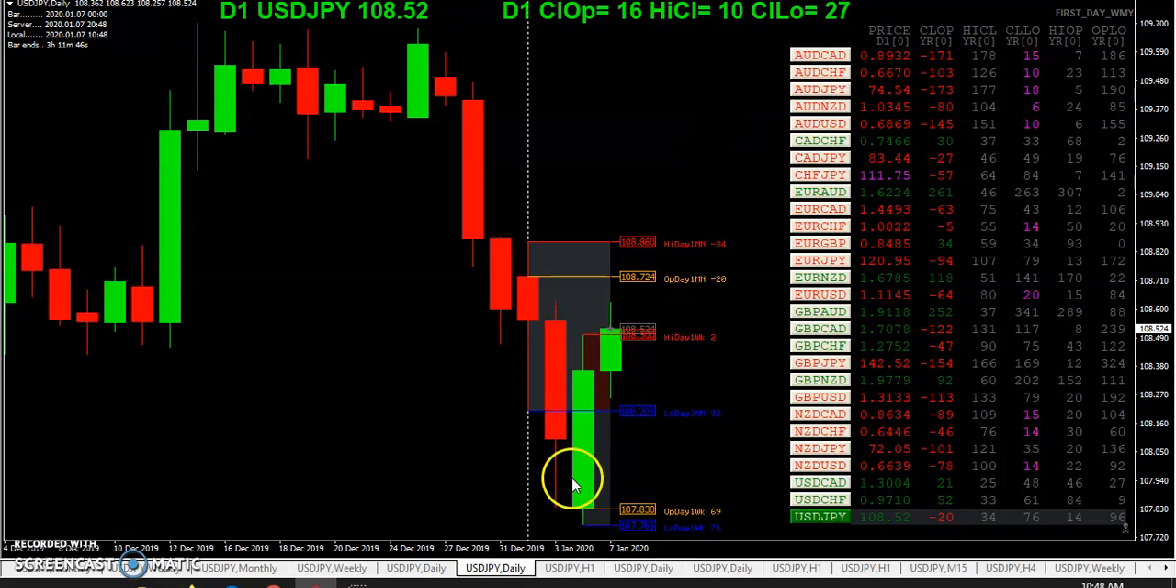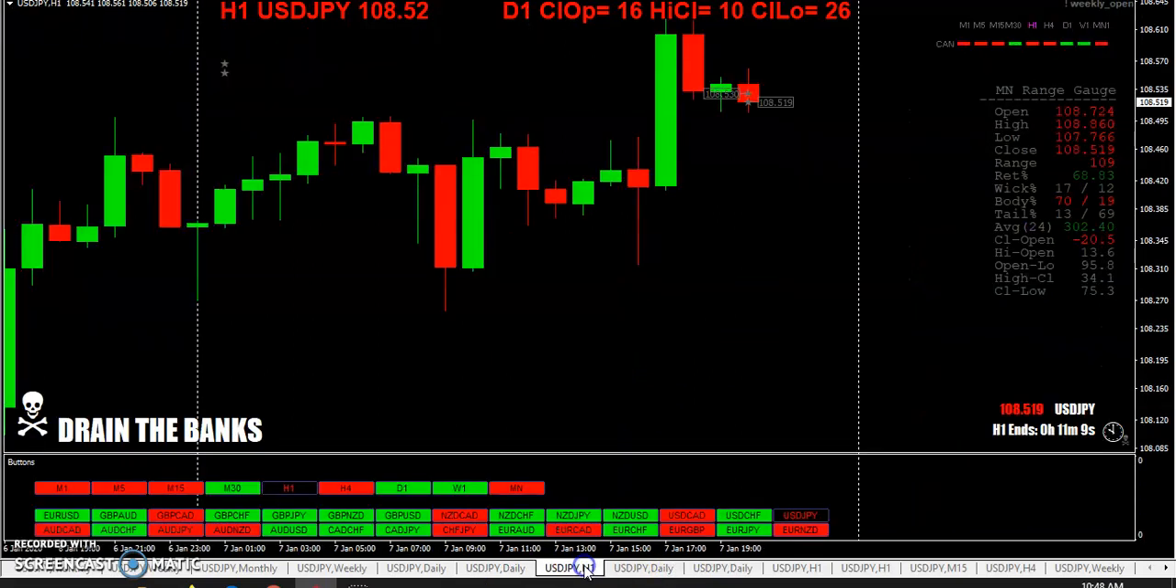Now we put in yesterday's opening range for the week right here. You see we broke through it and price is coming back down. We're only 2 pips above it. And here's the opening range for the month right here. And we're smack dab in the middle of it.